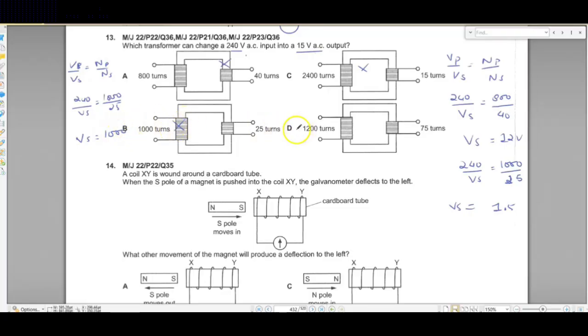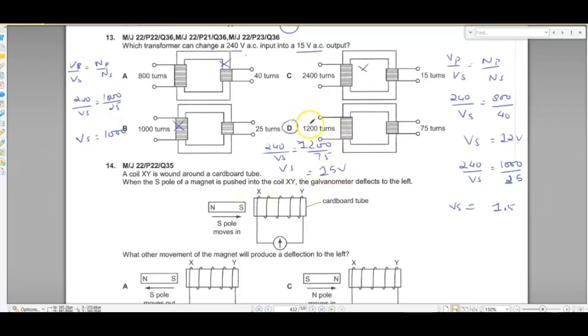So we are left with only option D. So this should be correct, but let's check it out. 240 over Vs is equal to 1200 over 75. This gives Vs equal to 15.